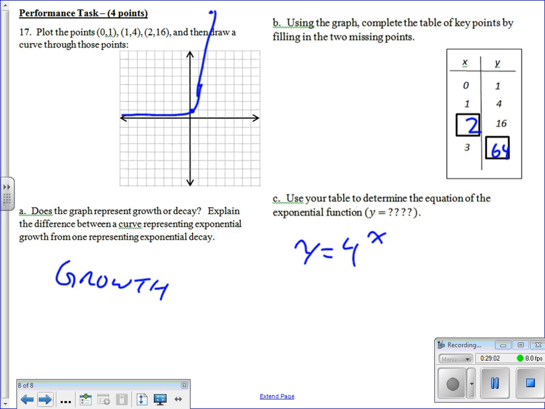And if you're not sure, see if it works. If I put 0 in there, what do I get? 1. Easy. If I put 1 in there, what do I get? 4. If I put 2 in there, what do I get? 16. Seems to work. Okay. Questions?